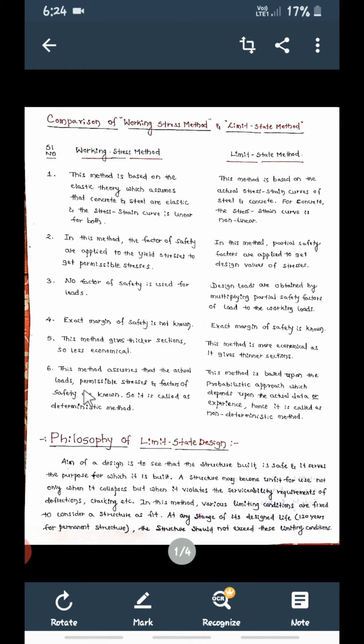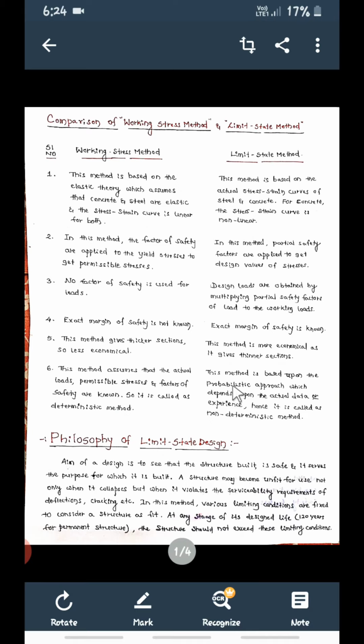Then the last difference: the working stress method assumes that the actual loads, that is the working loads, the permissible stresses and the factor of safety are known. These three things will be known in this method, so it is called a deterministic method. The working stress method is called a deterministic method because we know the working loads, permissible stresses and factor of safety.